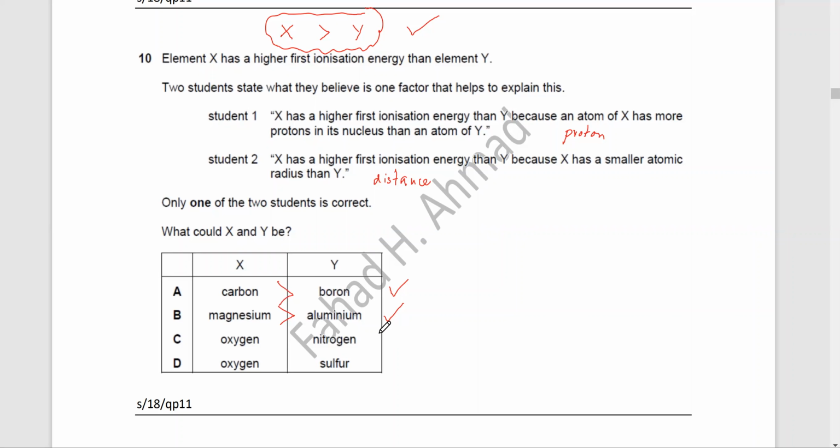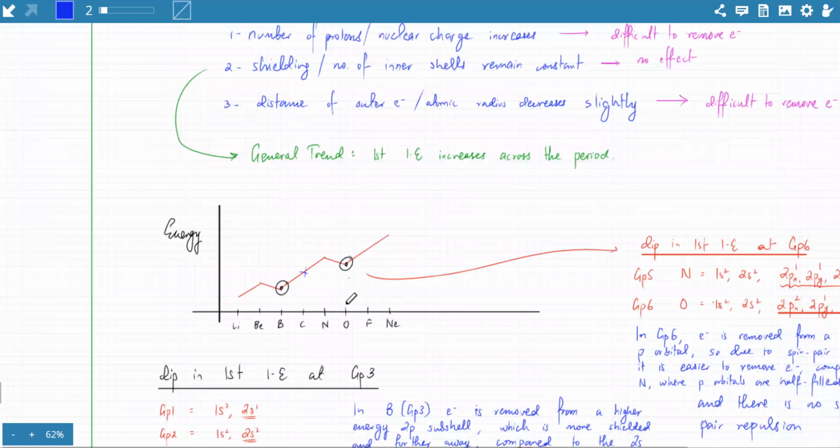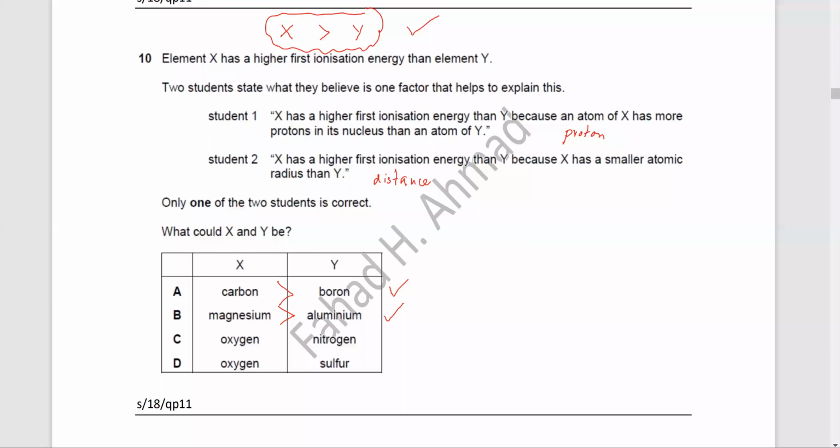I said then oxygen and nitrogen. So let's look at oxygen and nitrogen across the period. Oxygen is group 6, nitrogen is group 5. So the first statement is not justified. There's going to be a dip at oxygen. So oxygen is going to have a lower ionization energy compared to nitrogen. It can't be C, because the first statement that he made, that X has a higher ionization energy than Y, is not justified for option C.